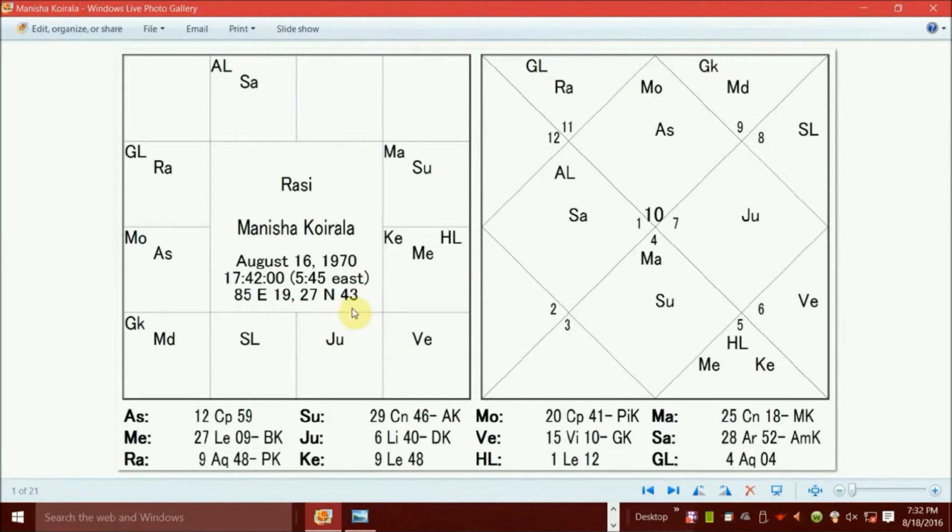Manisha Koirala. As usual, you can see in her chart the 1st house lord is Saturn, and the moon is in the 1st house. The 4th house lord is Mars and Saturn is residing there, and the 7th house lord is moon, where Mars is residing. The ascendant inclination is 12 degrees 59 minutes, and this is the explanation.